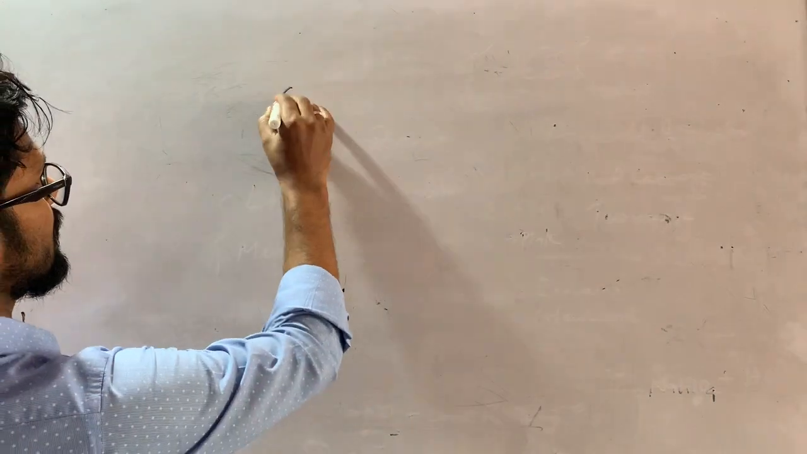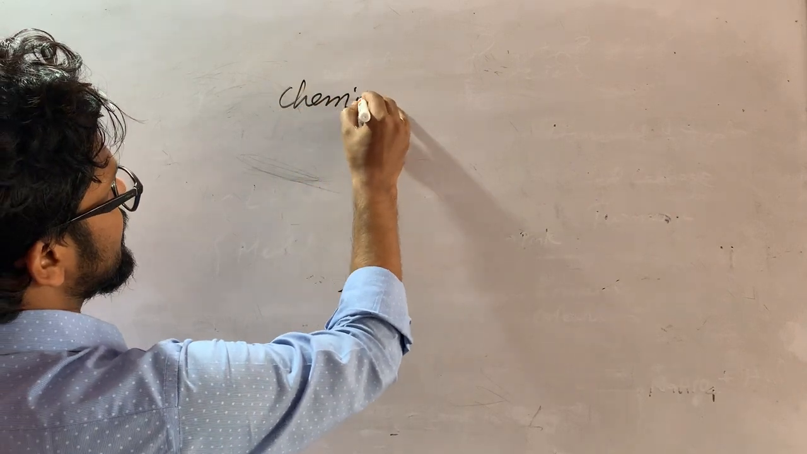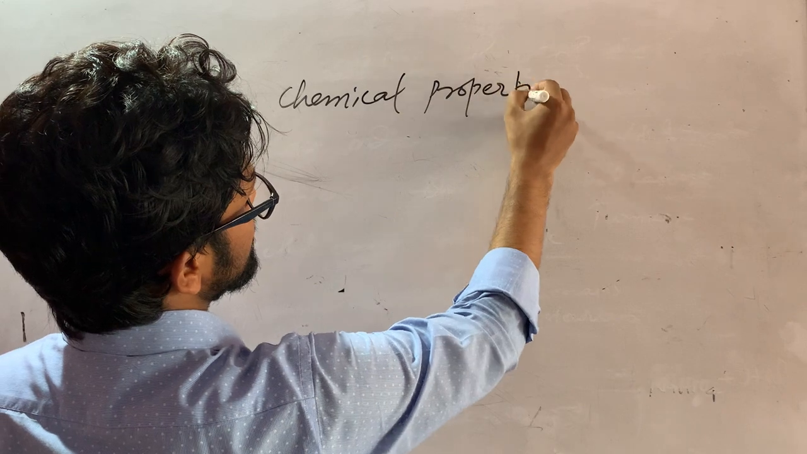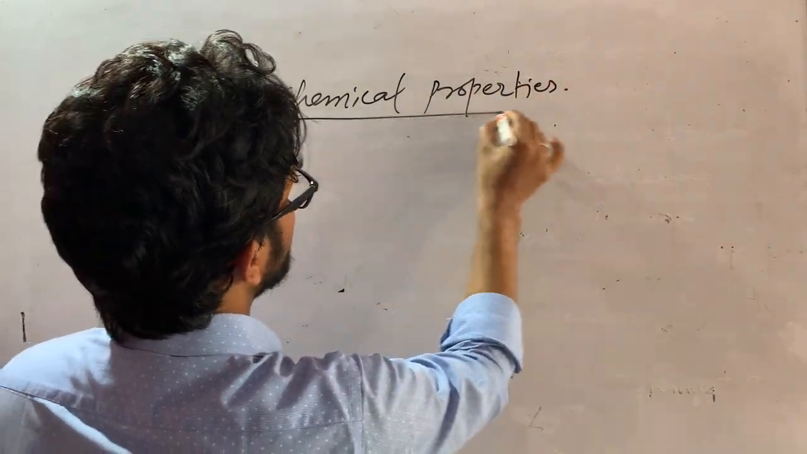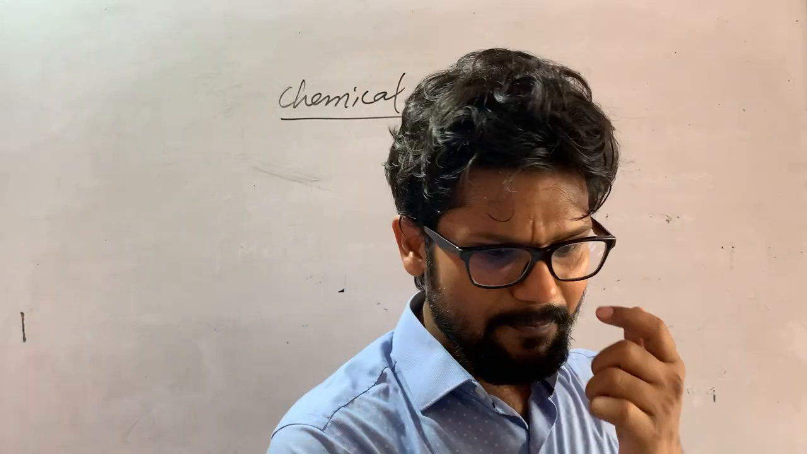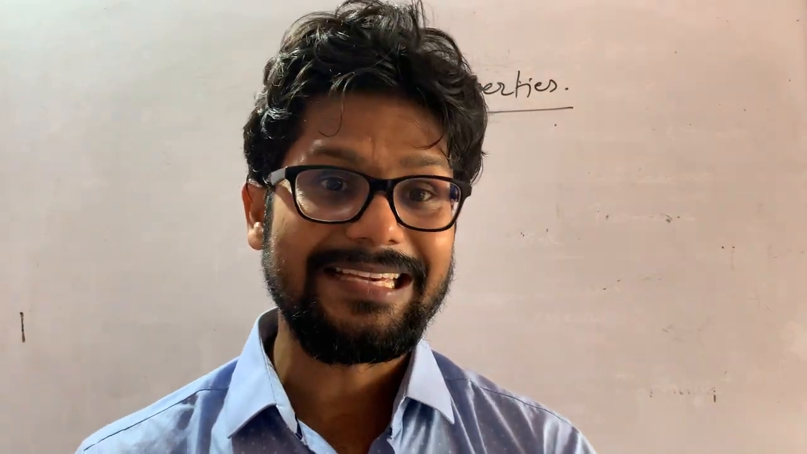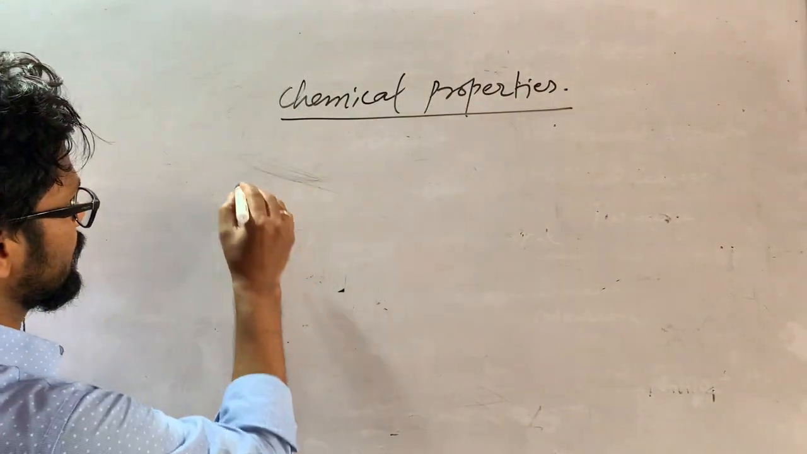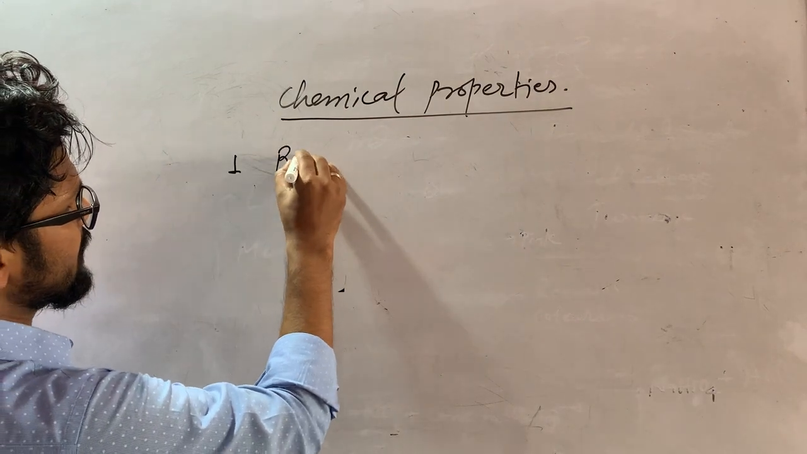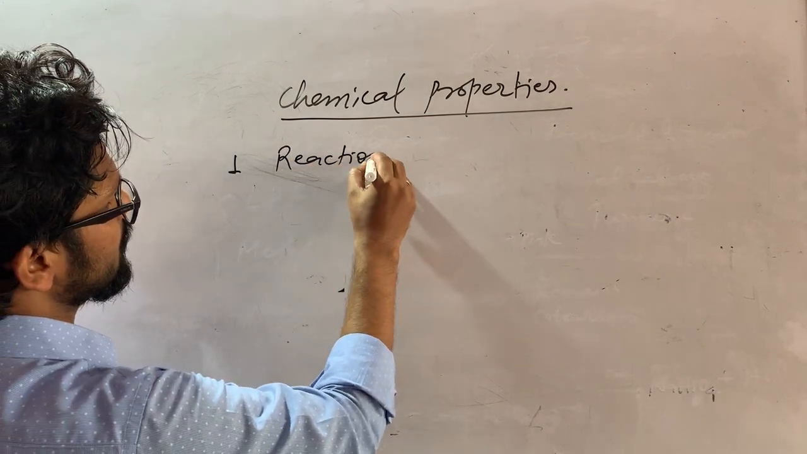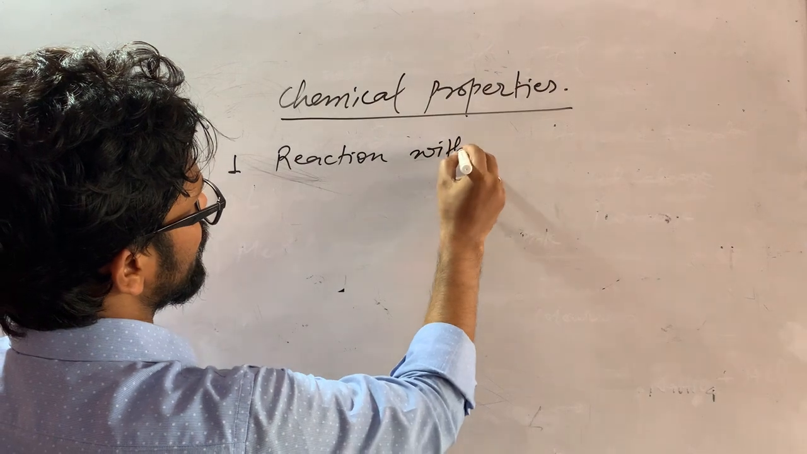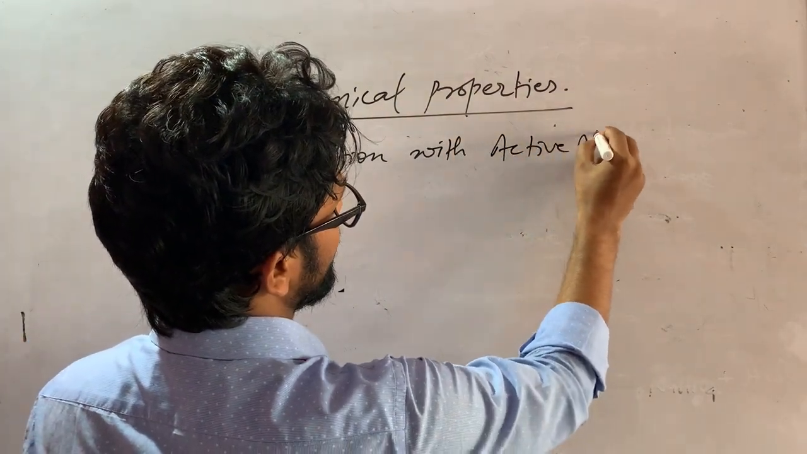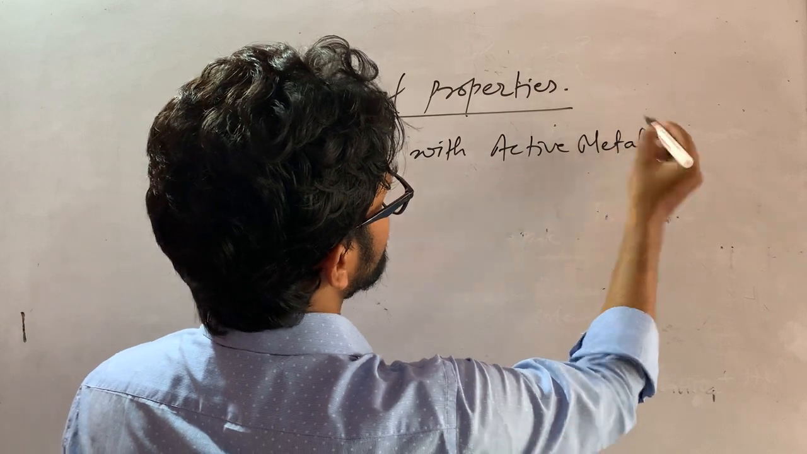So we are moving to the next point, that is chemical properties of acids. Okay, I will give a very simple method that you will understand easily. Okay, let's learn. The first is a reaction with active metals.